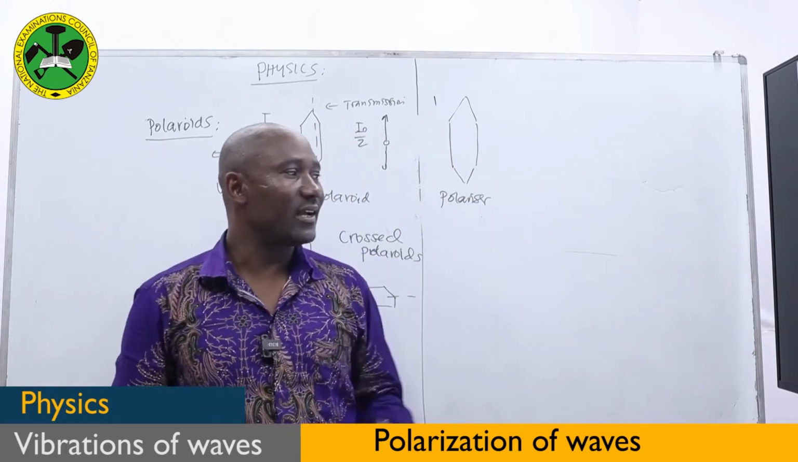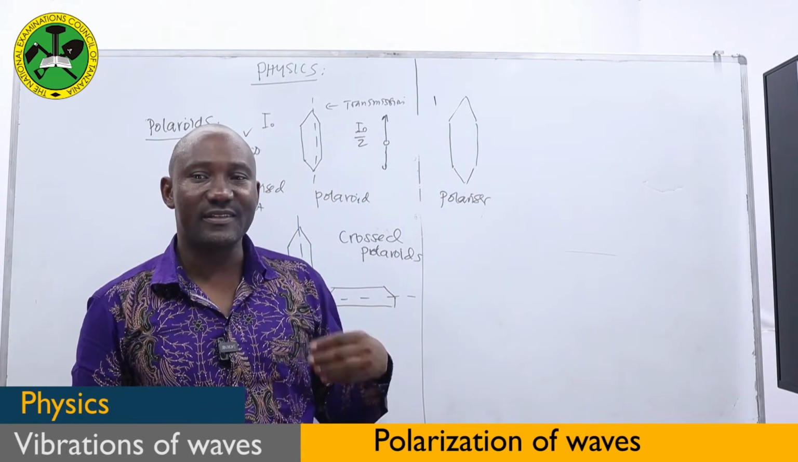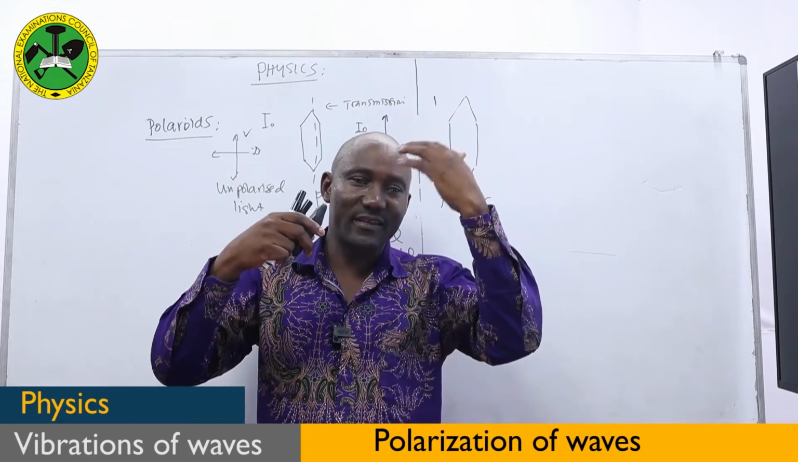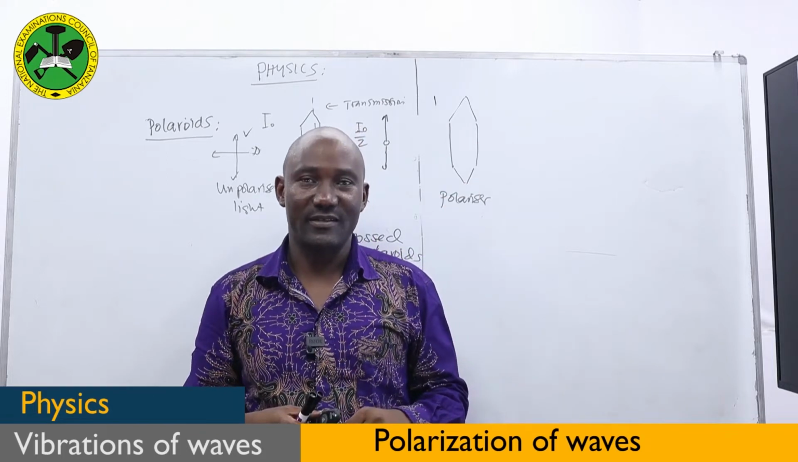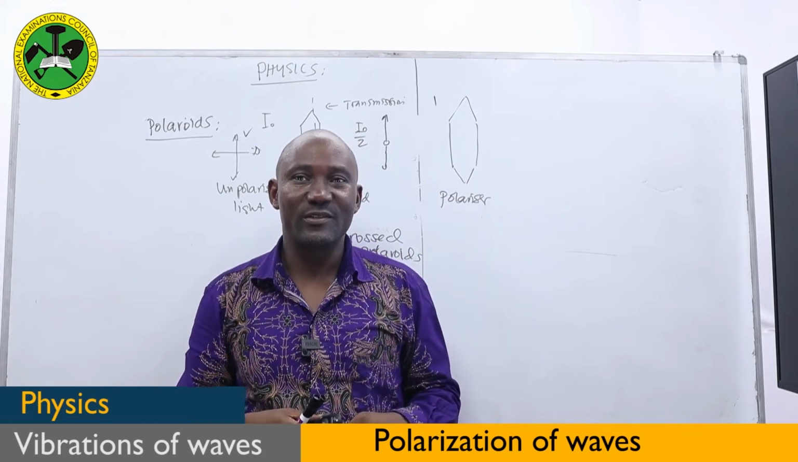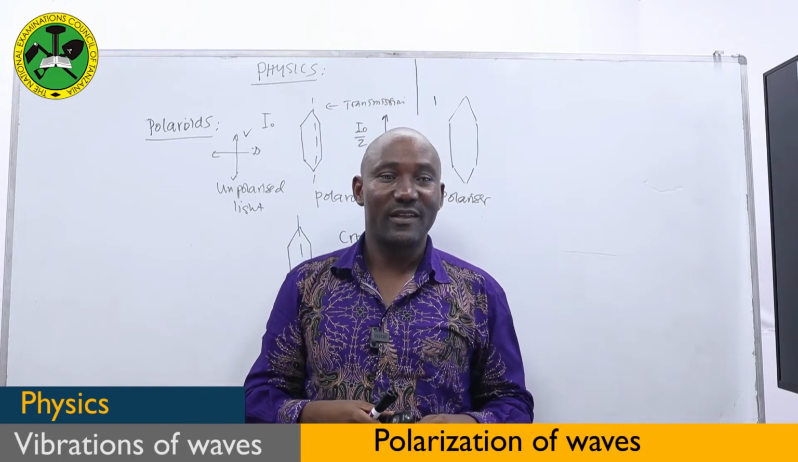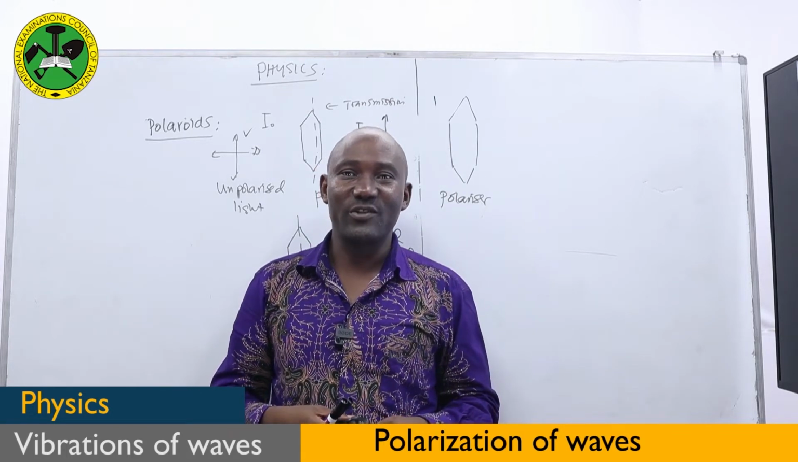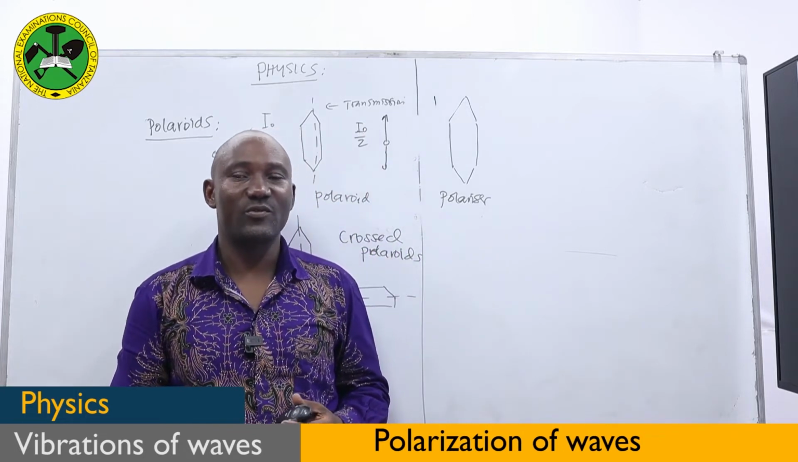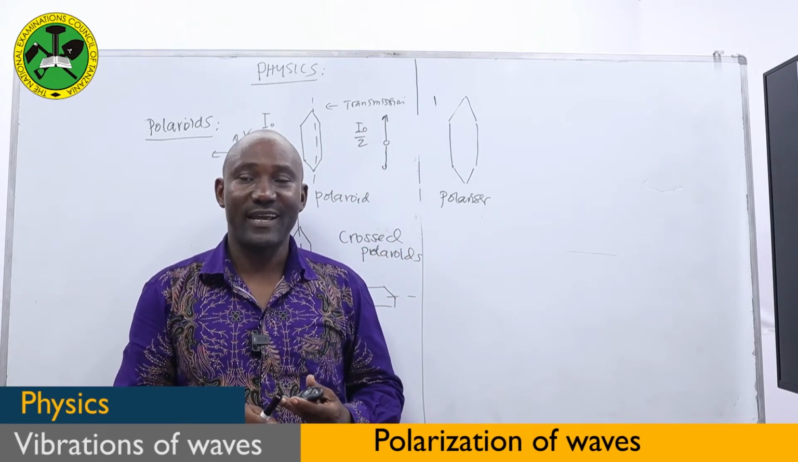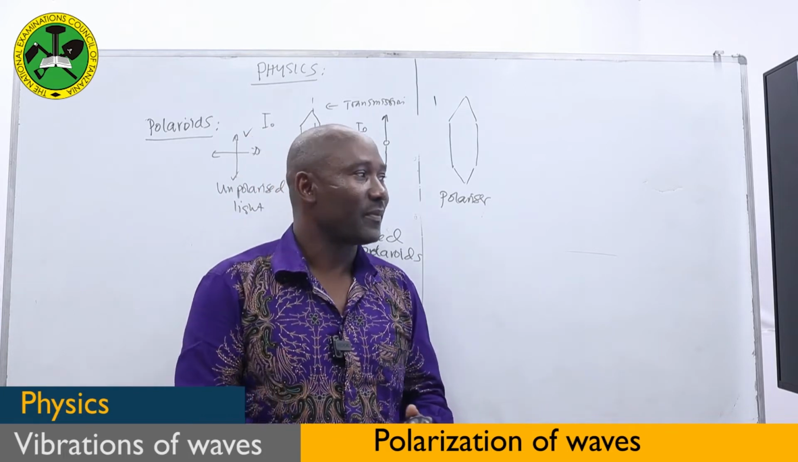And where do you see this kind of polarized? You can see it in most sunglasses. We wear sunglasses to reduce the intensity of light entering our eyes. Most students have this kind of sunglasses and enjoy them, but this is the principle of polarization, which is used to reduce the intensity of light so that we can see clearly.